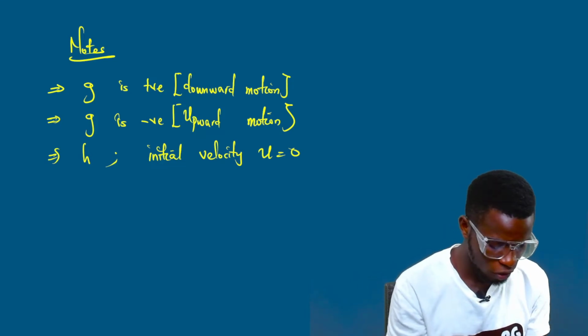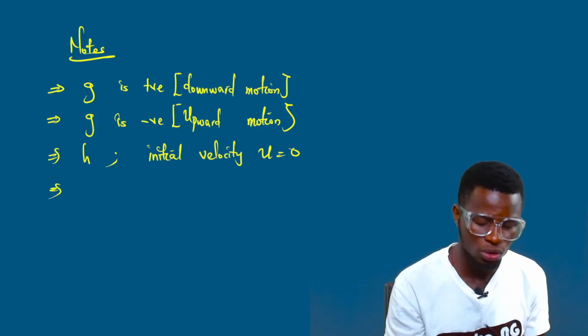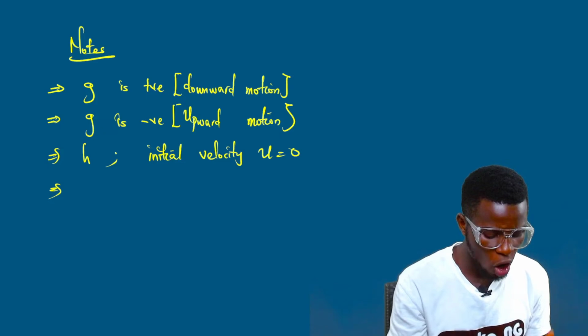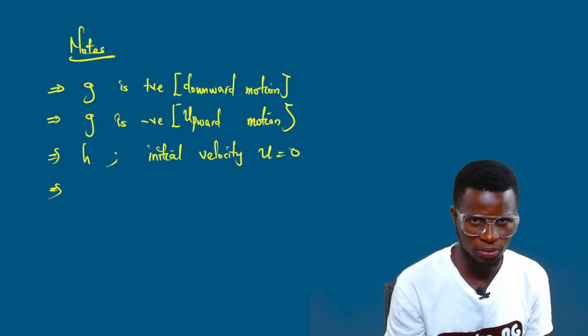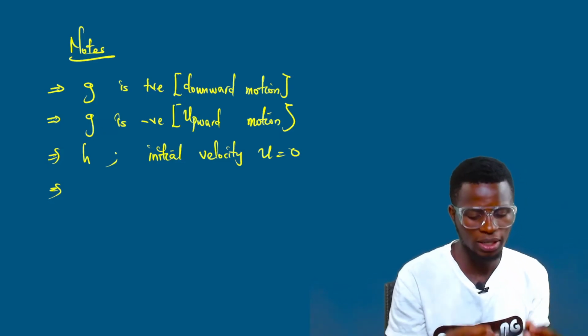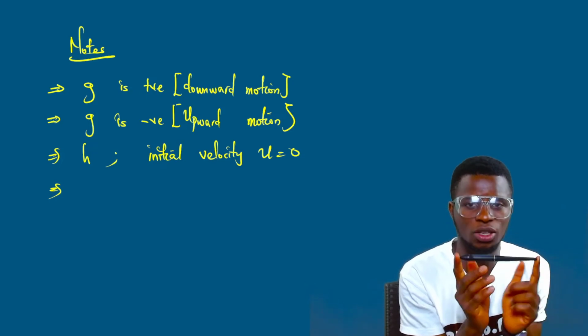Now, the fourth scenario I would like you to consider is if the object is thrown upwards. If the same object, let's consider this pen as the object.